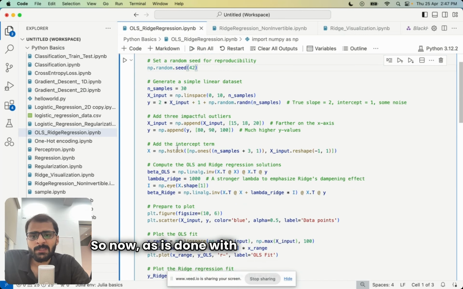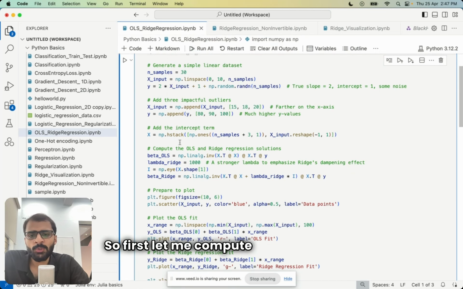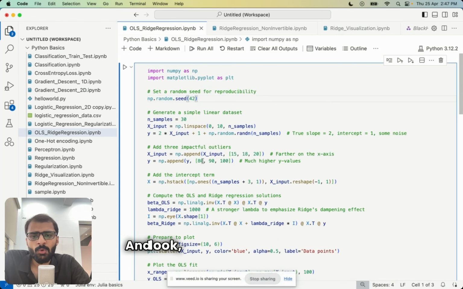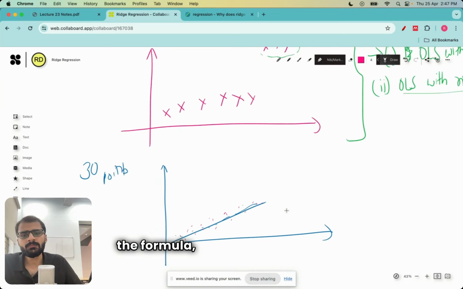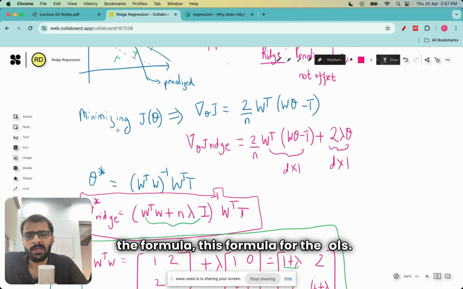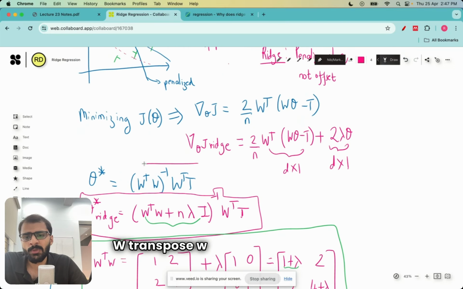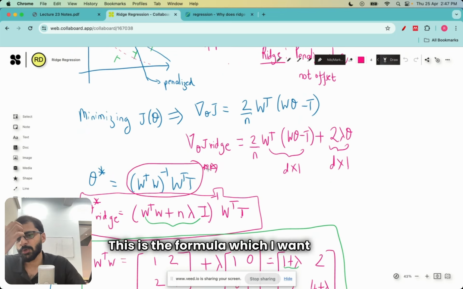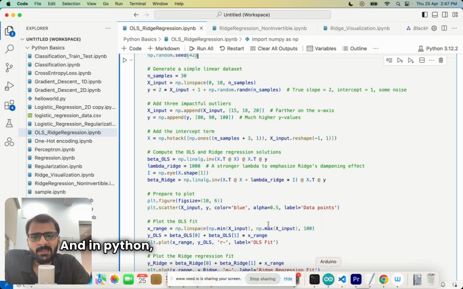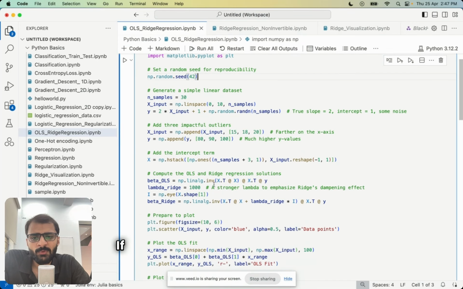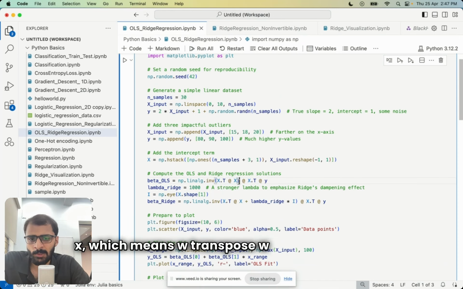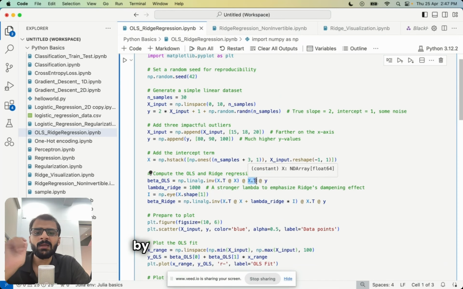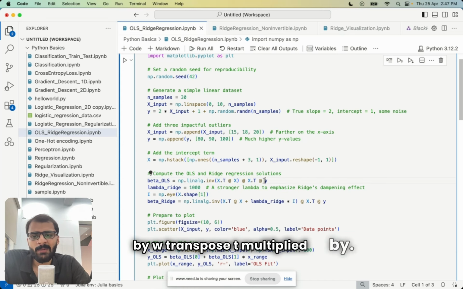Now, as is done with ridge regression, first let me compute the OLS solution. Ultimately I want to use the formula, this formula for the OLS, W transpose W inverse W transpose T. This is the formula which I want to use. And in Python, it's actually written the same way. If you see this, inverse of X transpose X, which means W transpose W inverse, multiplied by W transpose T, multiplied by Y.